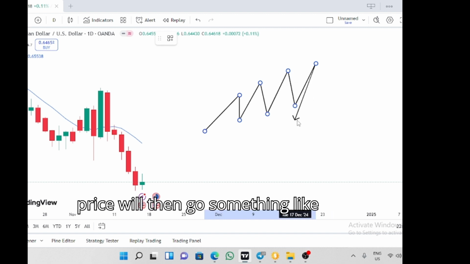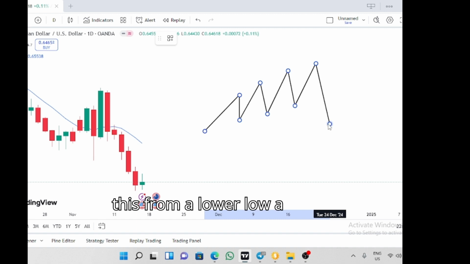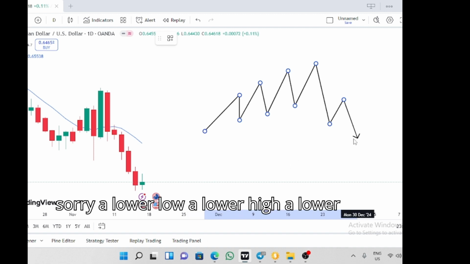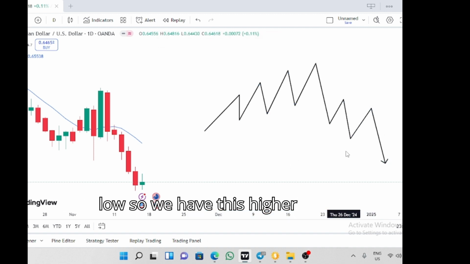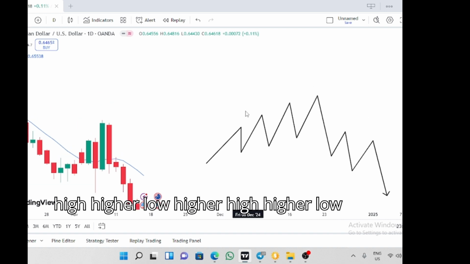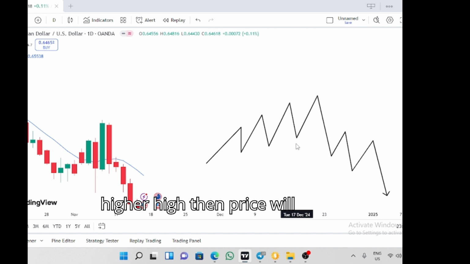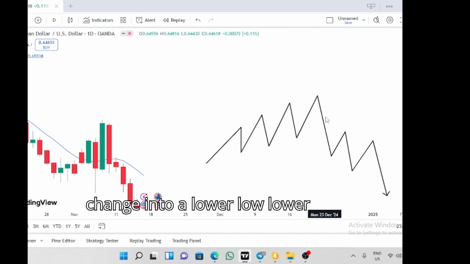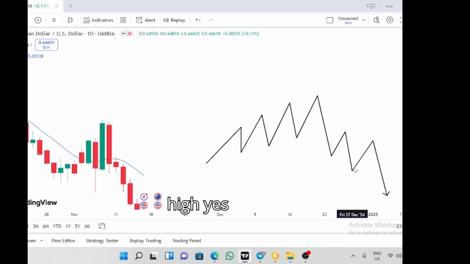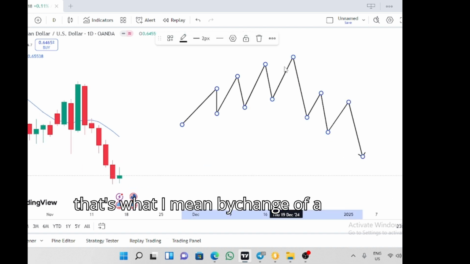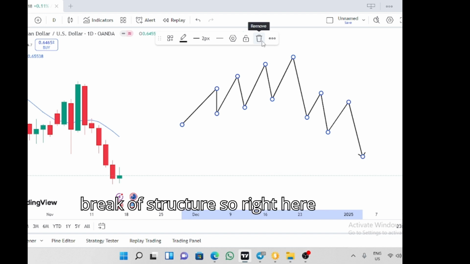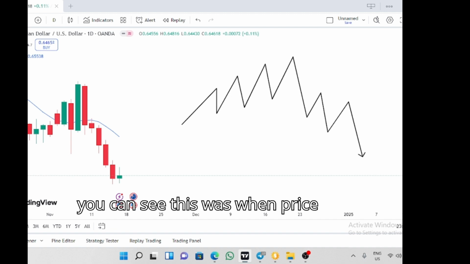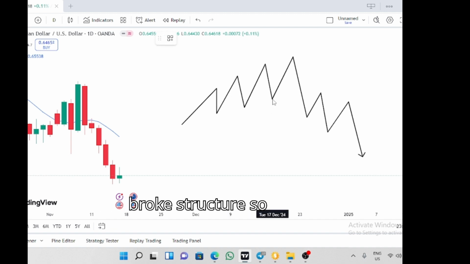So price will then go something like this, forming a lower low, a lower high, a lower low. So we have this higher high, higher low, higher high, higher low, higher high, higher low. Then price will change into a lower low, lower high. Yes, that's what I mean by a break of structure. So right here you can see this was when price broke structure. So you can identify this as a break of structure.